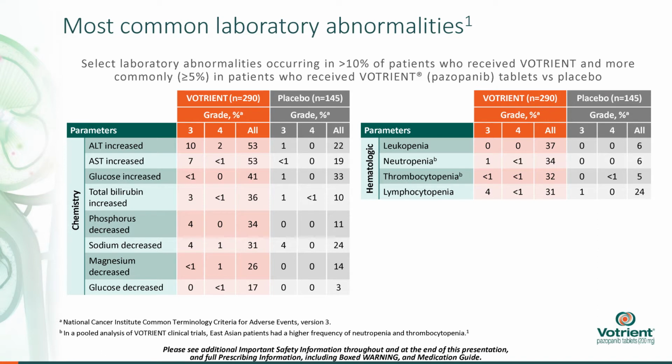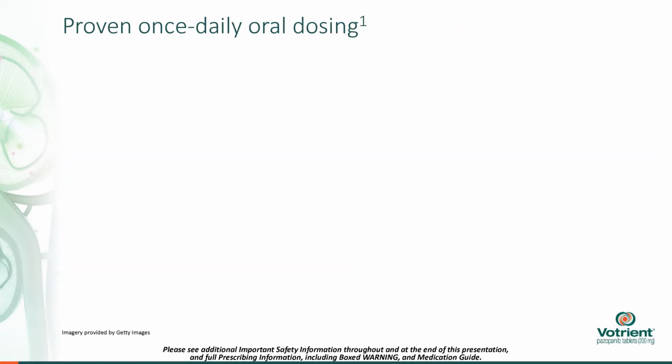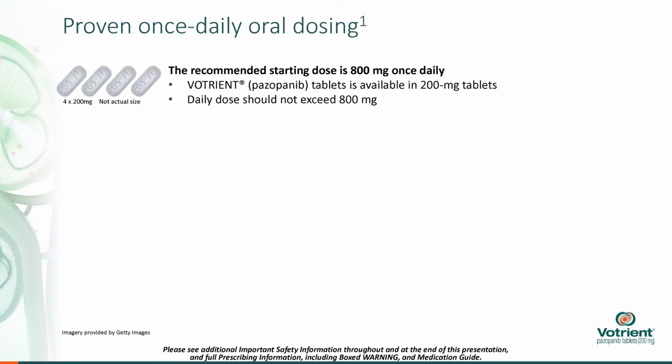Now let's take a look at this table showing the most common lab abnormalities with Votrient. The most common grade 3 or 4 toxicities are AST and ALT elevation. The other grade 3 or 4 toxicity incidence is fairly low. The recommended starting dose of Votrient is 800 mg orally once a day.